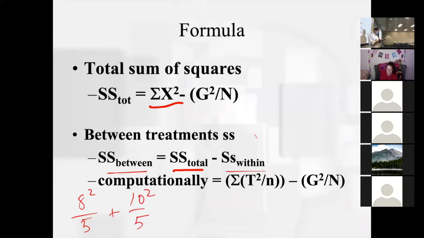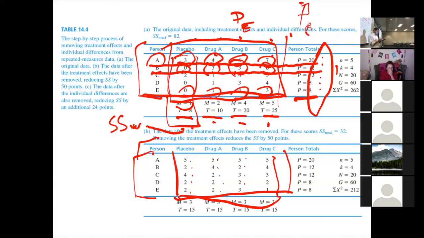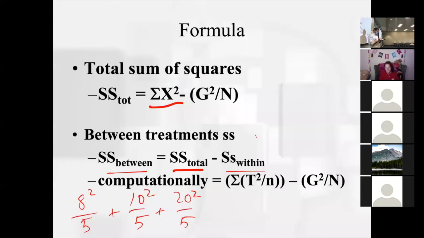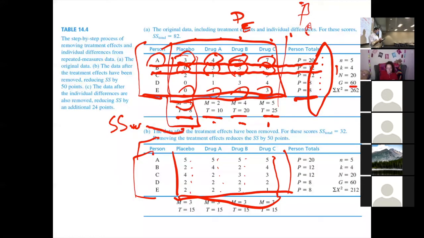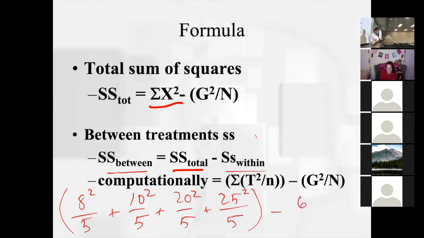divided by 5, plus 10 squared divided by 5, plus 20 squared divided by 5, plus 25 squared divided by 5. I'm adding all of those up, and then I'm subtracting that g of 60, 60 squared, divided by the total number of observations, which is 20. So again, that's nothing new.